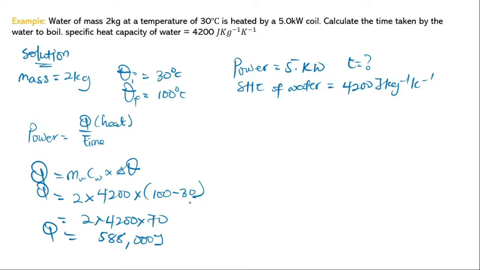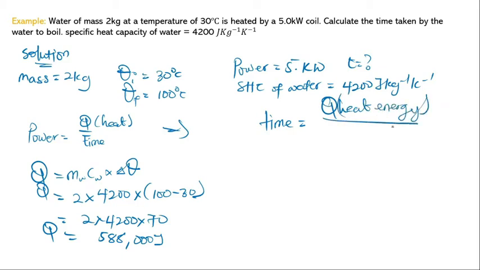So now that we have the heat energy, let's do the substitution and find the time taken for the water to boil. From here, if we make time the subject, our time will now be equal to what? The heat energy, that is the ratio of heat energy on the power of the coil. So the time is now, the heat energy is what?